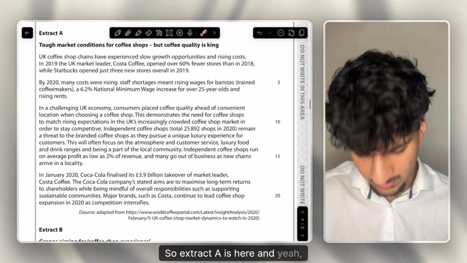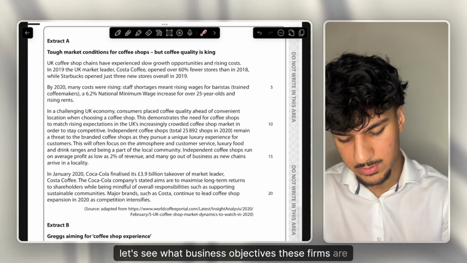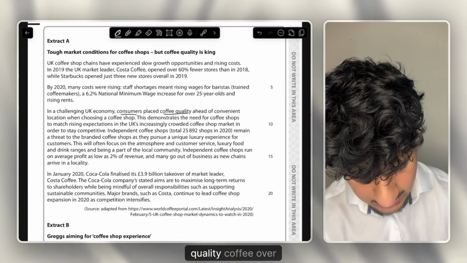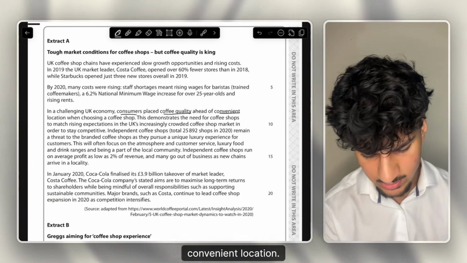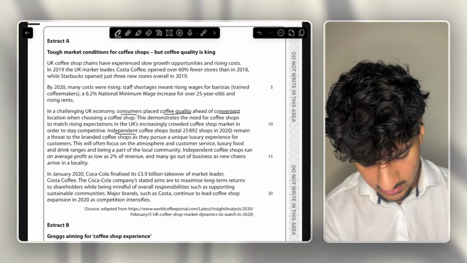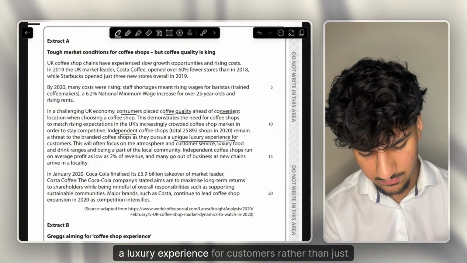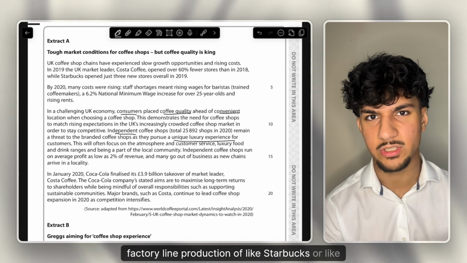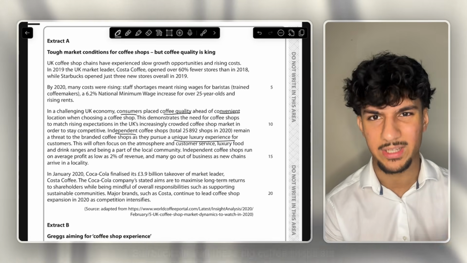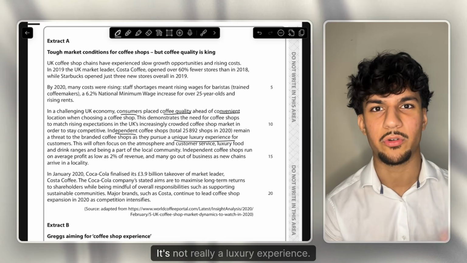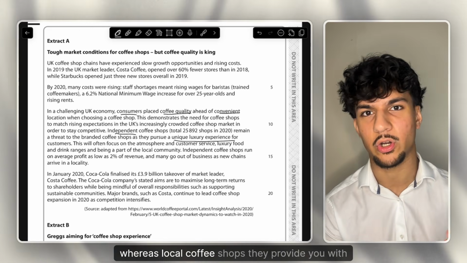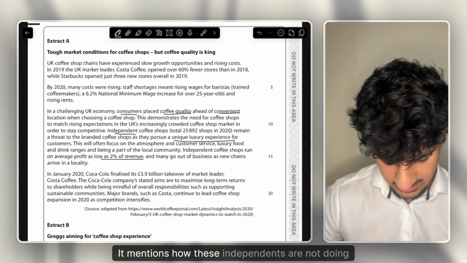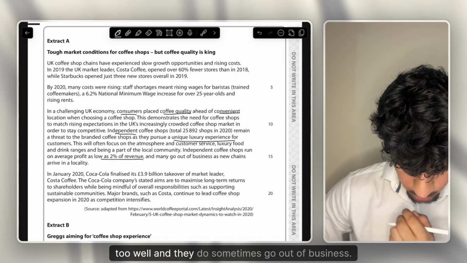So extract A is here, and let's see what business objectives these firms are pursuing. The first mention of anything is that consumers are placing quality coffee over convenient location. And these independent shops pursue a luxury experience for customers rather than the factory line production of Starbucks. All these big coffee shops are basically like McDonald's, where you just get your food. It's not really a luxury experience, whereas local coffee shops provide you with more of the experience and better quality. And it mentions how these independents are not doing too well, and they do sometimes go out of business.